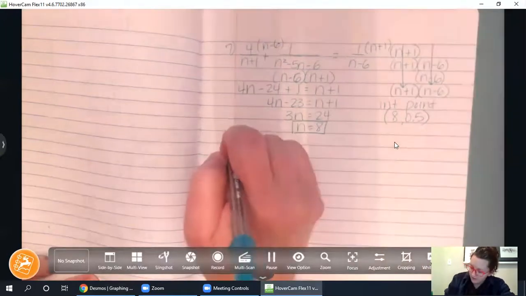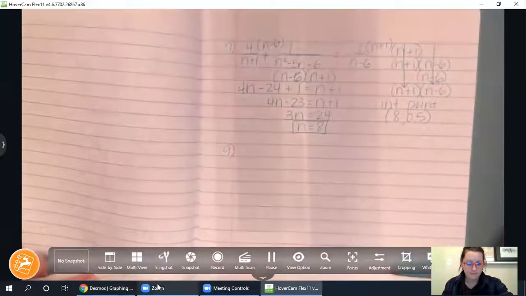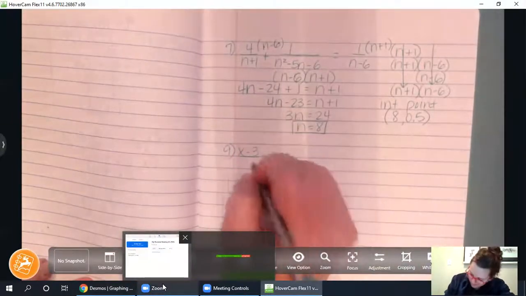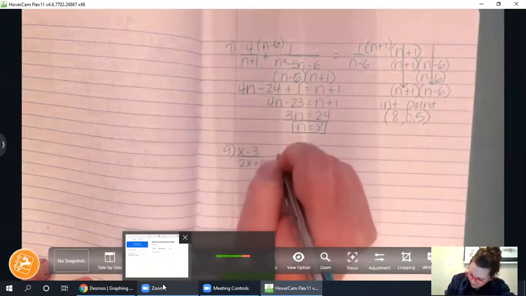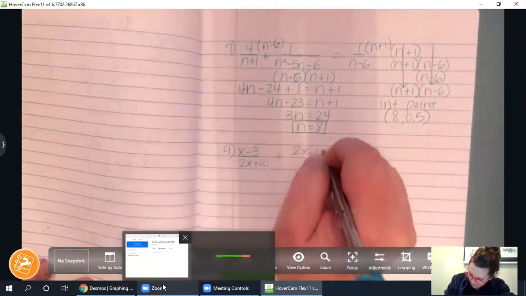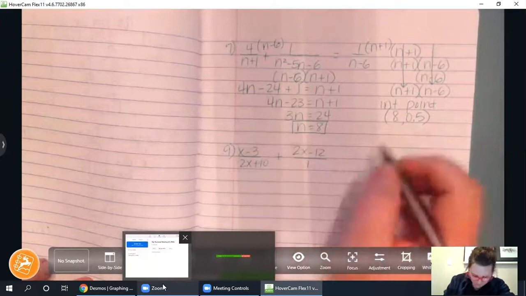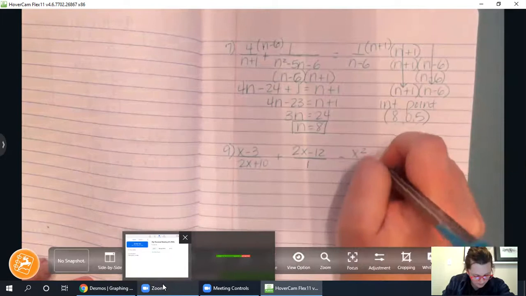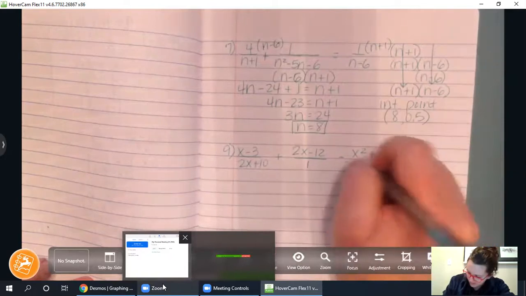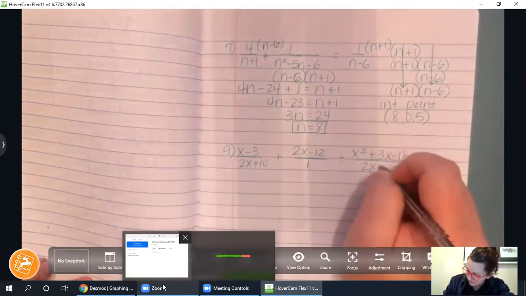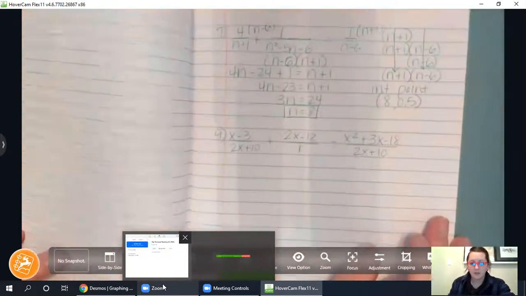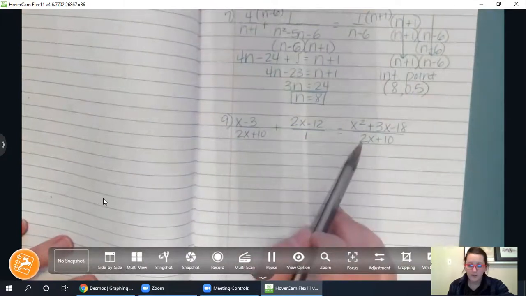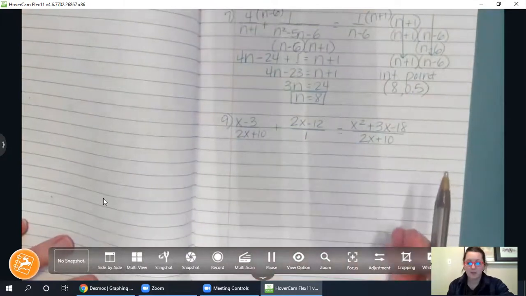All right, let's do our last one, number 9. Number 9 says x minus 3 divided by 2x plus 10, plus 2x minus 12 divided by 1, because it's a whole, kind of like a whole number, equals x squared plus 3x minus 18 divided by 2x plus 10. So even though it looks messy, it's kind of nice here because we could factor this out, but we don't really have to because they're already common denominators.